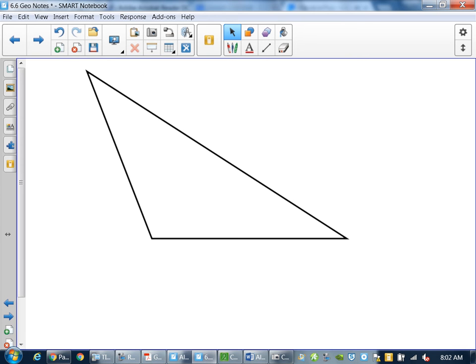So let's say we have a triangle. Doesn't matter what the triangle looks like. Let's just say it's a regular old boring 3-sided triangle. Because, you know, if it didn't have 3 sides, it wouldn't be a triangle. So let's say this happens. Let's say you take one of the angles and you bisect it.